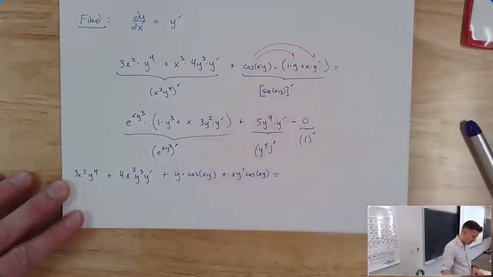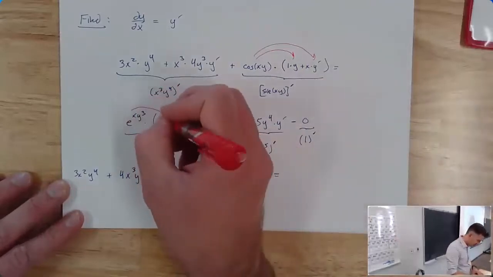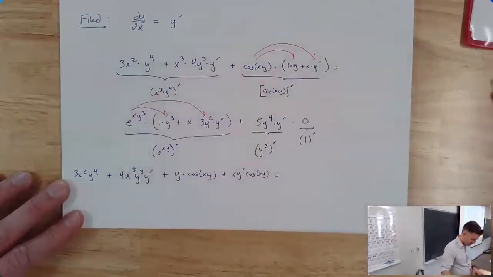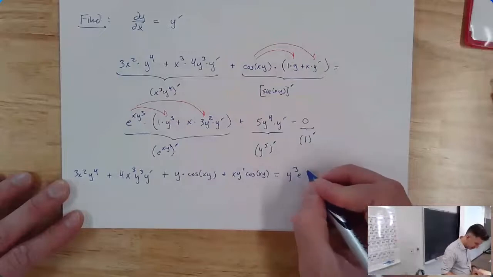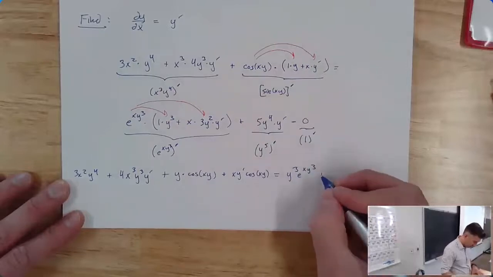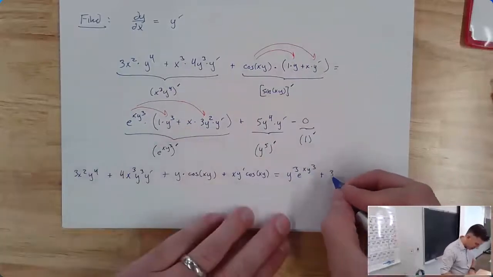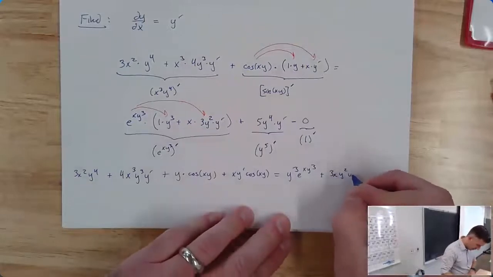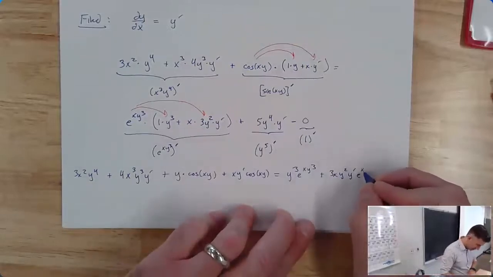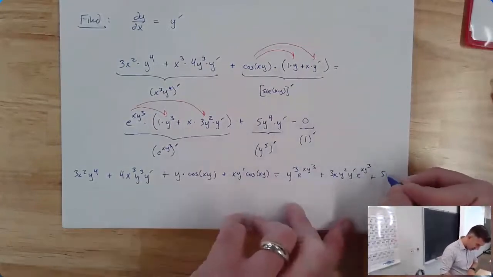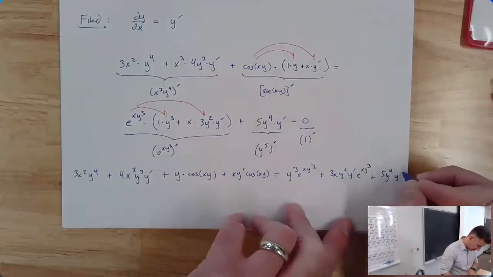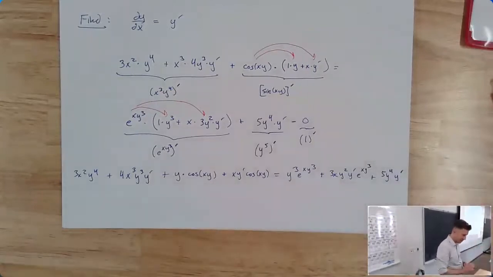Equal to, same deal here, I have to distribute this, which is kind of awful. So I'm going to have y cubed times e to the xy cubed. And I'm going to have 3xy squared y prime times e to the xy cubed. And finally, the last term, plus 5y to the fourth y prime. Barely fit.